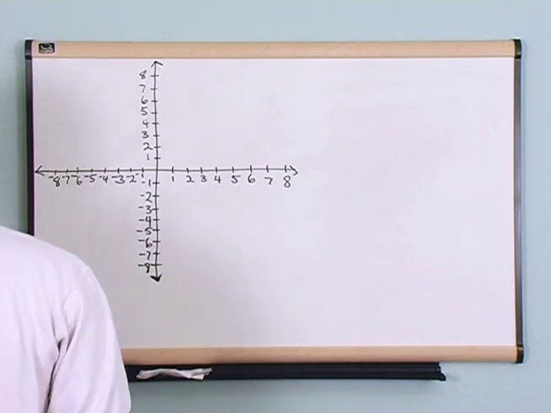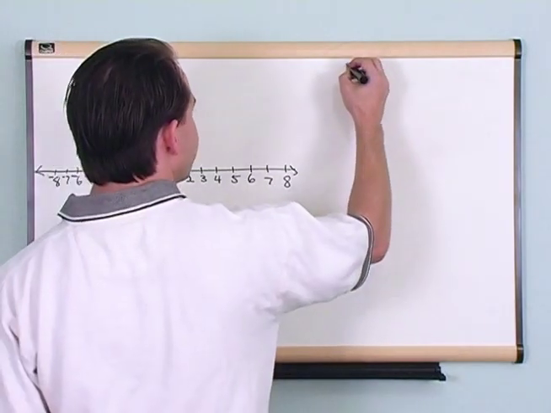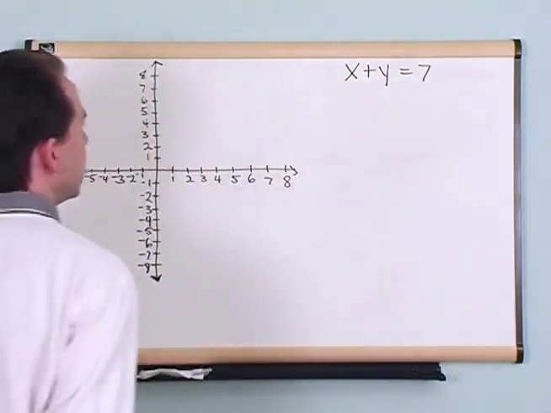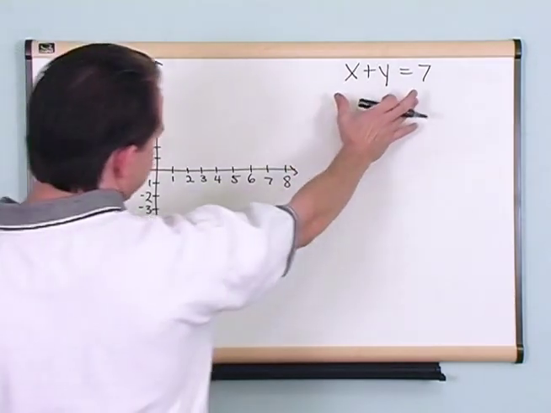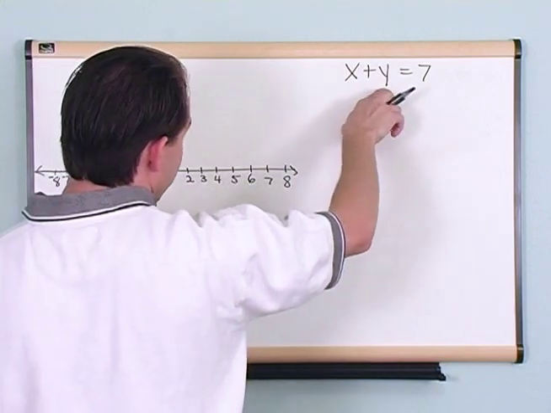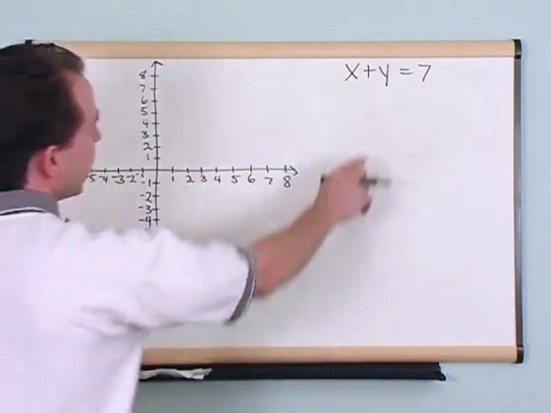Let's write an equation a little bit differently. Let's say the equation I'm trying to plot is x plus y is equal to 7. Now, this looks a little bit different from before, because in the other problem, I had y off to one side, y equals something. Well, I could do that here.